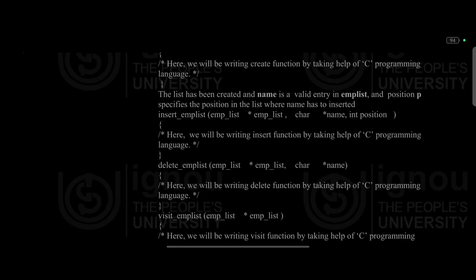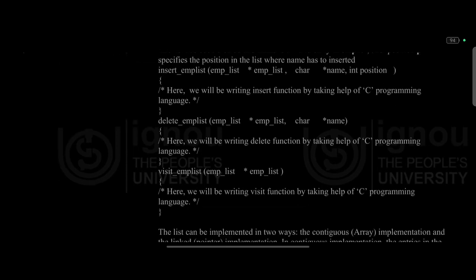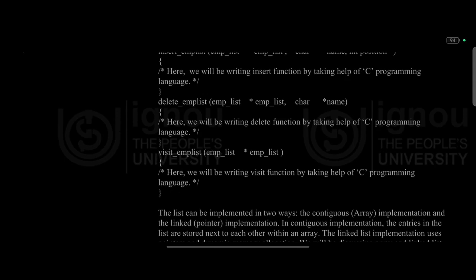The list has been created and name is a valid entry in empty list and emp list, and position p specifies the position in the list where name has to be inserted. insert_emp_list(emp_list *emp_list, char *name, int position), curly braces open. Here we will be writing insert function by taking help of C programming language.